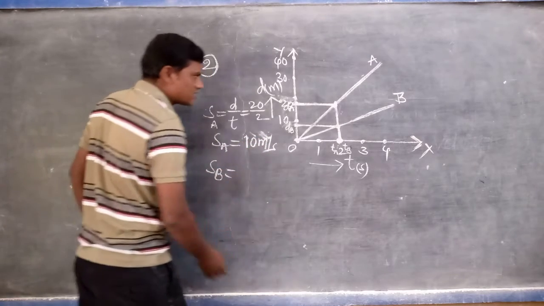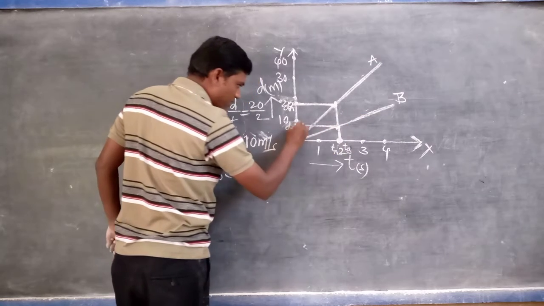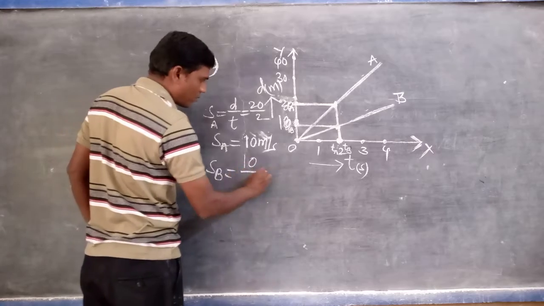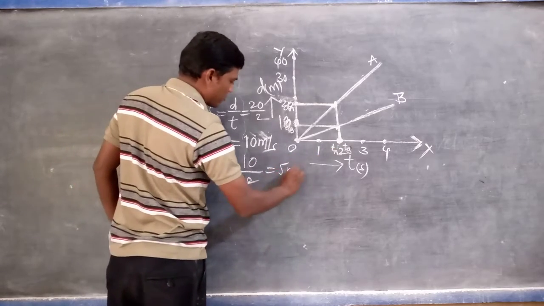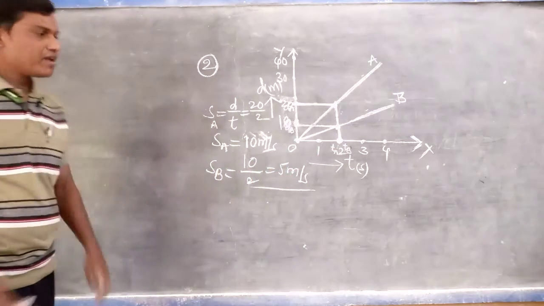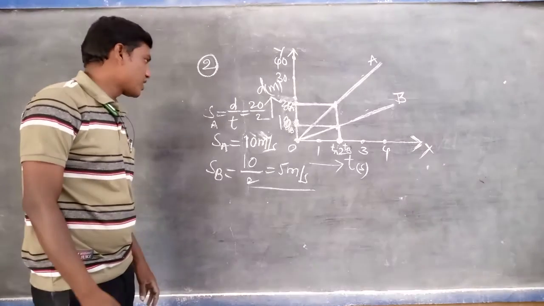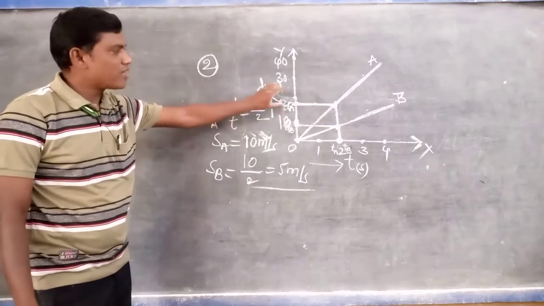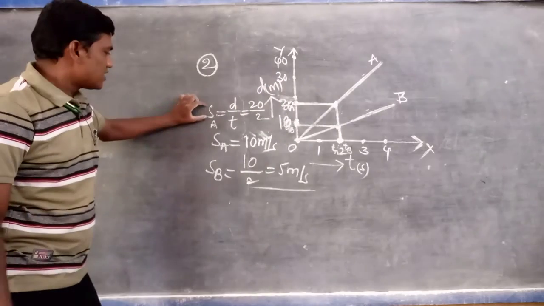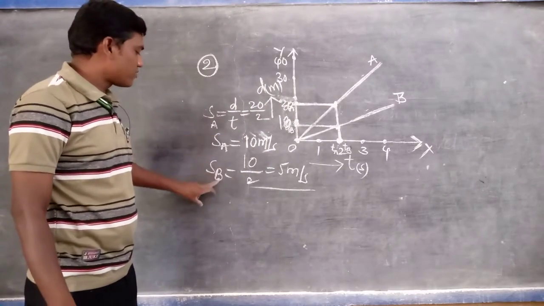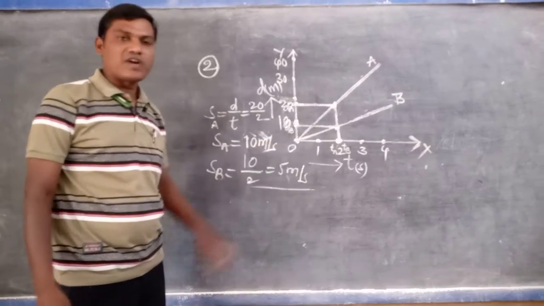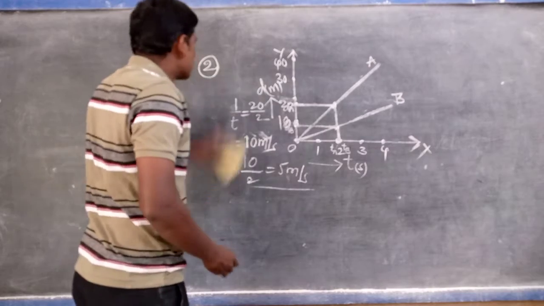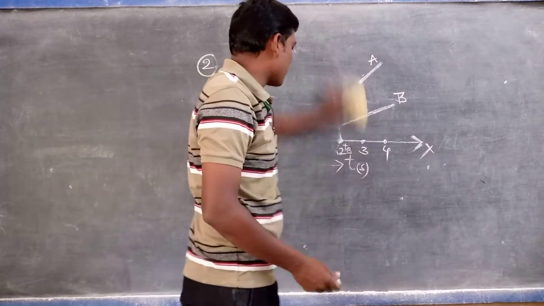Next, S of B, the speed of the B car, from this one. What is the distance? Maybe here we can say 10. Just understand. 10 upon what is the time? 2. So 5 meters per second. That's why from this graph we can say, simply, not exact, and I will explain by the slope of the graph also, that the speed of the A car is 10 meters per second and the speed of the B car is 5 meters per second. That's why which moves faster? Obviously car A.